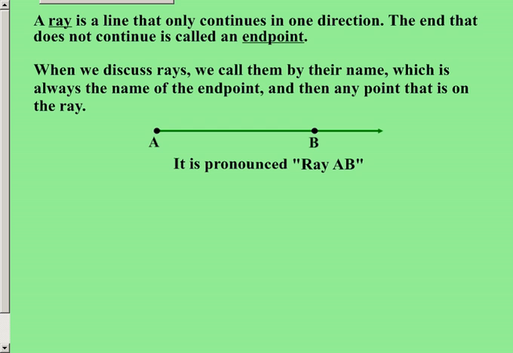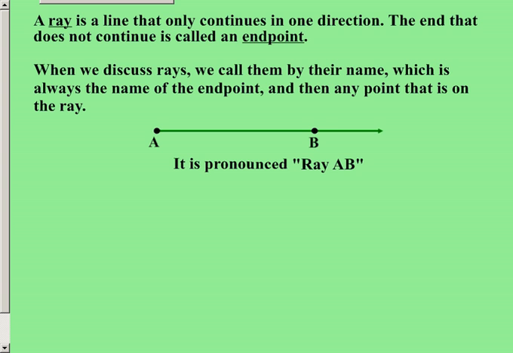And if we have to refer to this structure, this is pronounced ray AB. Of course, remember in geometry, we always name the type of structure. In this case, that's a ray. And then the name of the structure. And the only way to name this guy is ray AB.